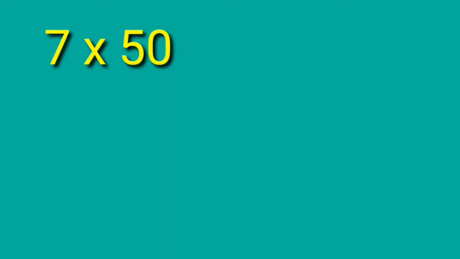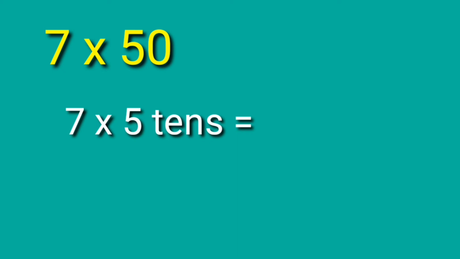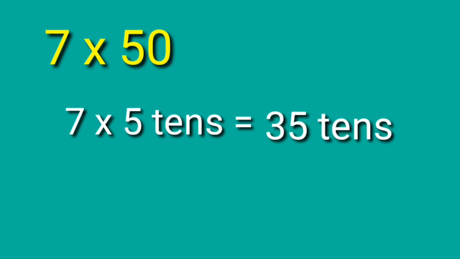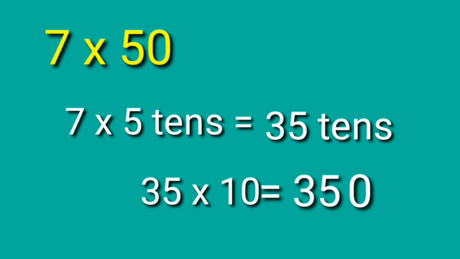Okay, let us try one more example. 7 into 50. It can be written as 7 into 5 tens. Children, 7 fives are 35. We get here 35 tens. We know that 35 tens equal to 35 into 10, which is equal to 350. Okay, let us take 2-digit numbers.